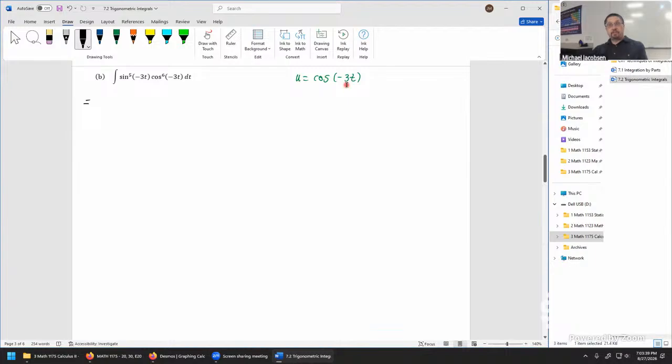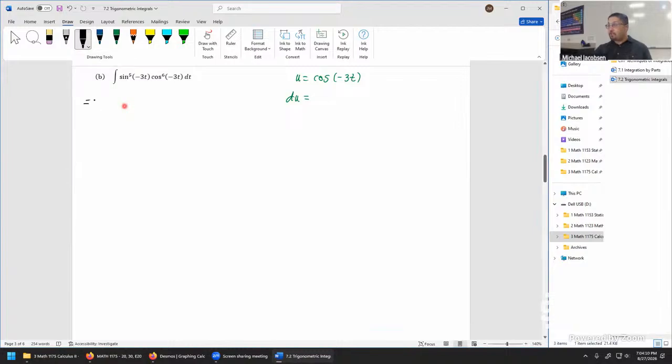Once you pick your u, the rest of the problem is mainly organization, really. If u is cosine -3t, then du is going to be, well, it's a differential that involves sine, right? Sine is part of the problem, which means you need to give away one factor of sine here to go along with the differential you're going to get over here. There's just no other way about it.